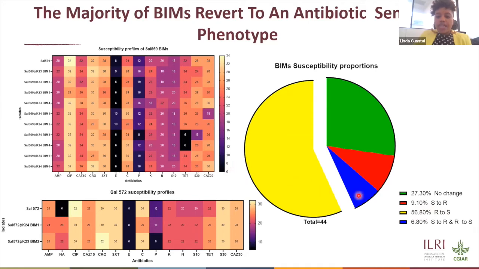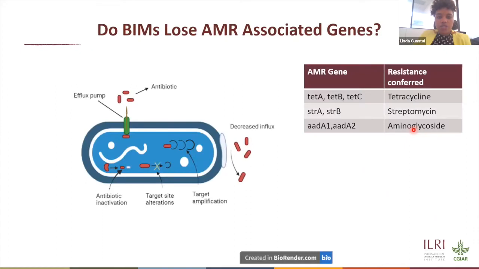So we decided to check if, for example, there's maybe loss of AMR genes. We checked if the BIMs lose the AMR associated genes, specifically tetA, tetB, tetC, and sul1 and aadA2 genes. Some of these genes, such as tetA, are efflux pump associated genes.